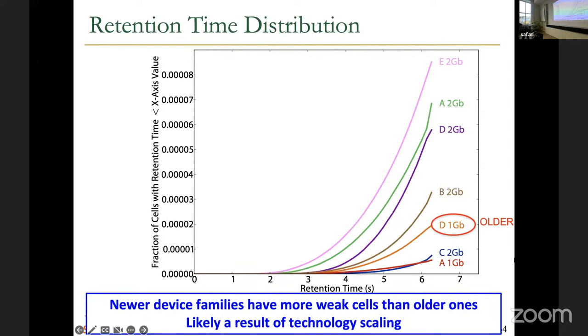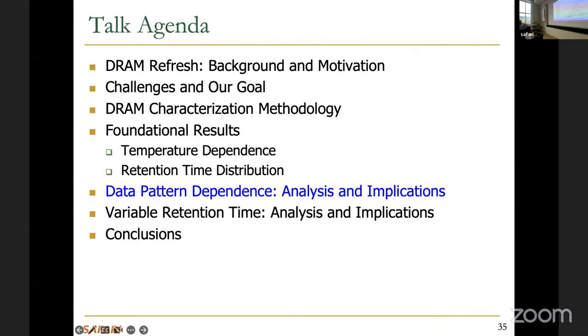So this is older. This is a newer generation from manufacturer D. You can see that more cells are failing in the newer generation at the given retention time. So this is a result of technology scaling, we believe. Cells are smaller and there are more cells and more rows. So another one: an older chip over here from manufacturer A, a newer chip from manufacturer A, you can see that the retention times are becoming worse. More cells fail. Okay, so those were foundational results to validate our infrastructure. Previous work has shown this.